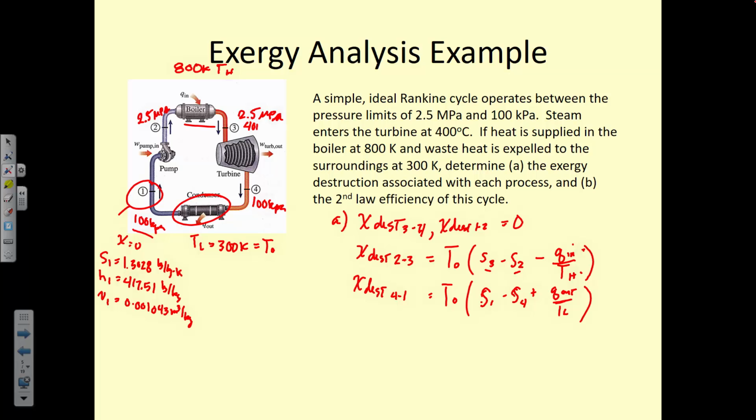State 3. Yeah, state 3, we have 2.5 megapascals at 400 degrees C. We would assume that it's going to be superheated, right, coming into a turbine. So we can look up the properties at state 3. We find S3 is equal to 7.0170, and H3 is equal to 3240.1 kilojoules per kilogram. And this is kilojoules per kilogram Kelvin on the entropy. Okay, so we know state 1, we know state 3. How do we find states 2 and 4?